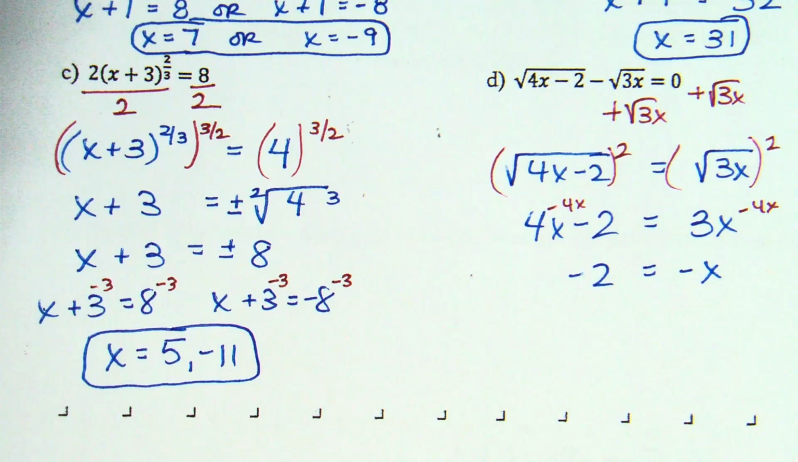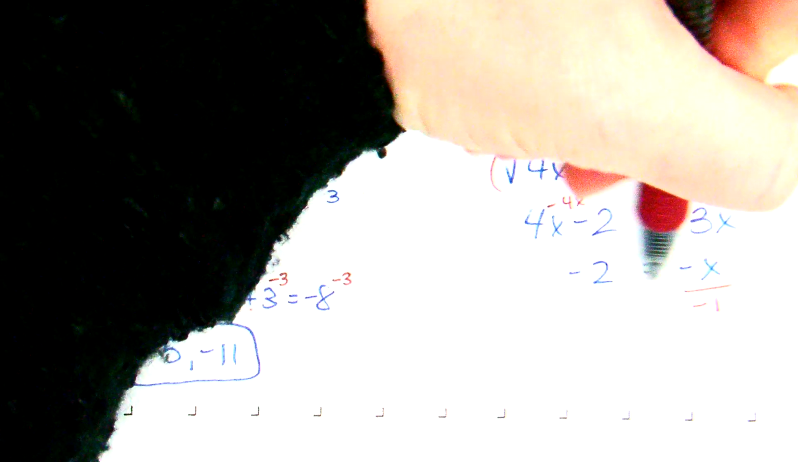So then, negative 2 equals negative x. Multiply or divide by negative 1 or switch the signs. So then, any way you go about it, you end up with x equals positive 2.